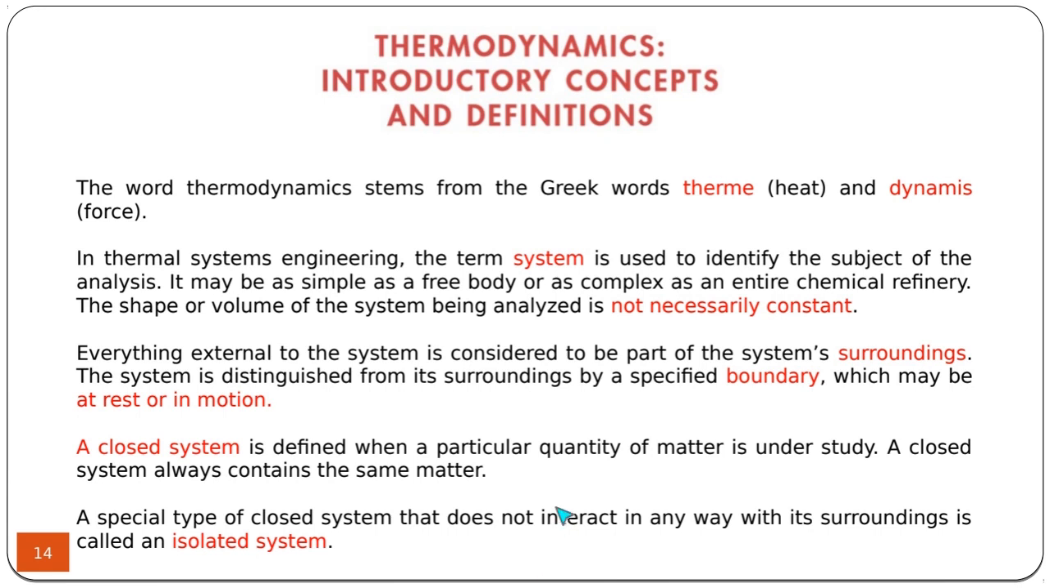If this closed system is, on the other hand, also insulated against any heat interaction, so suppose that you have insulated this closed system so well that it's not losing any heat, it's not gaining any heat, there is no heat interaction, or there is no work interaction, then this system is an isolated system. So if there is no mass crossing the boundary and no energy crosses the boundary, it's called an isolated system. So an isolated system is already a closed system, but it's a closed system with no energy interaction as well.